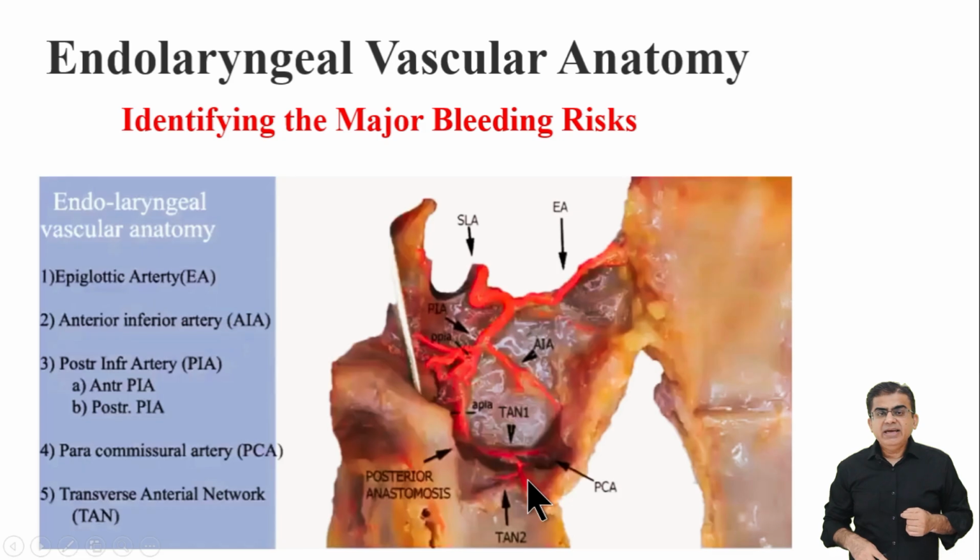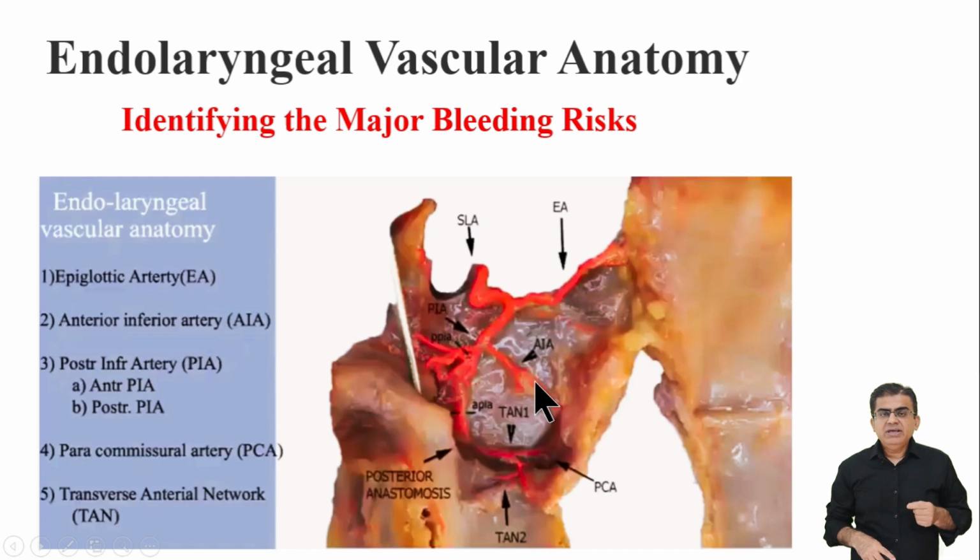At the top, you see the main superior laryngeal artery. Its first branch is the epiglottic artery, marked as EA. This branch goes up and is found in almost every single patient. The main trunk then moves forward and divides into two key arteries. These are the posterior inferior artery or PIA and the anterior inferior artery or AIA.